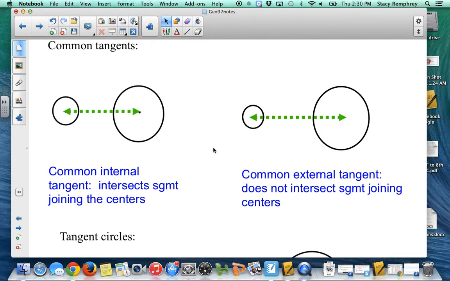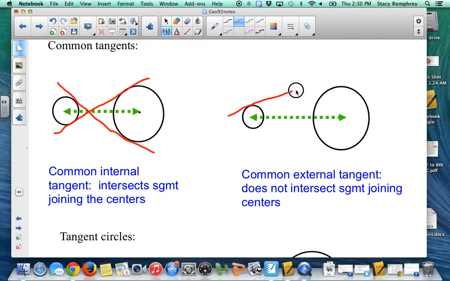More definitions here. A common tangent, circles can have common tangents. A common internal tangent, I kind of use that green to show the connection of the centers. So a common internal tangent would be here. This red line that I'm drawing is an example of it being tangent to two circles. There's actually two of them. So it's tangent to both the circles and intersects that green segment. So that's a common internal tangent.